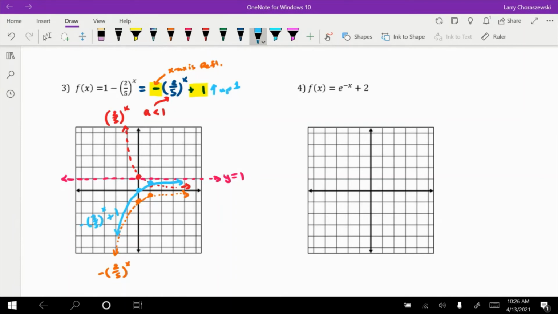I'm going to have you work on number 4. Let me point out a couple of things first. The base is e, which is roughly 2.718. Regardless of its approximation, it is greater than 1. And there's also this minus sign, but this time it's in front of x. You may recall from chapter 3 that when the negative is in front of x, kind of like on the inside of the grouping symbols, that would give us a y-axis reflection.